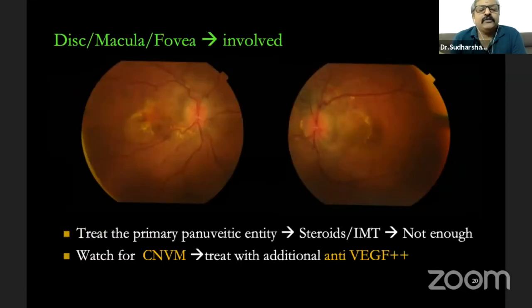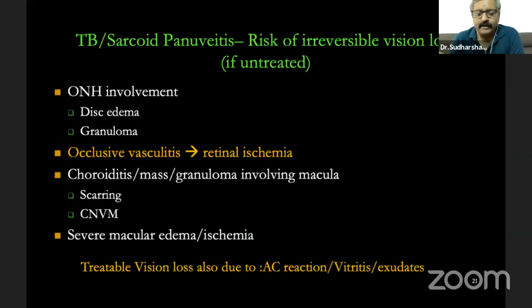We were talking about this macula, vitreous, and all these things. When you are focusing on treatment of the primary panuveitic entity, there can be some side thing that can be happening, something like this CNVM, which you shouldn't miss. So always look out for these things. Along with the systemic therapy, make sure that you pick up subtle CNVM. This is not so subtle. Anyway, we would have picked it up in any case. Treat them with anti-VEGF appropriately.